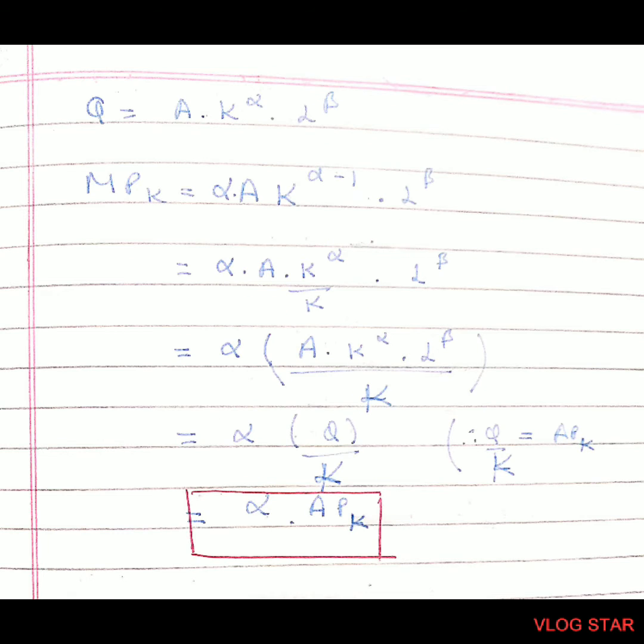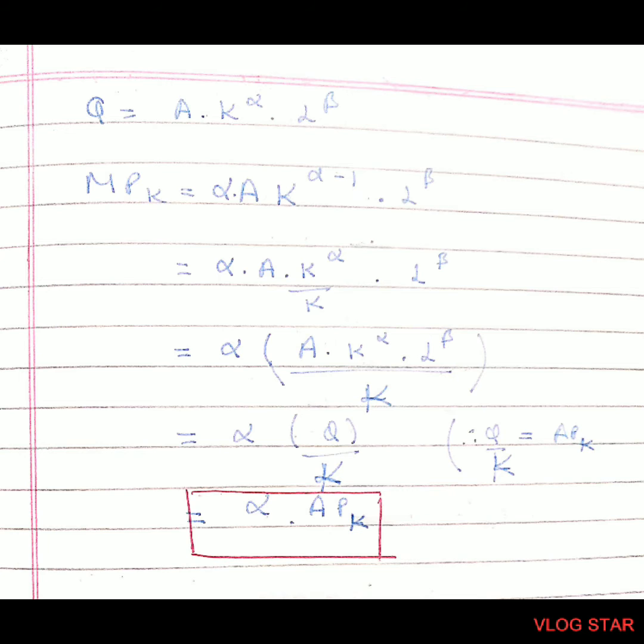And now we are asked to find the marginal productivity of capital of the same production function. Since we have to find the marginal productivity of capital, we will do the derivative with respect to capital K. So doing the derivative with respect to K, L will be constant here. So applying the power rule, power will come forward and will be subtracted by 1. Constant will remain as it is. So it comes out to be alpha A, K to the power alpha minus 1, L to the power beta. So now we can do the reciprocal of K to the power alpha minus 1.